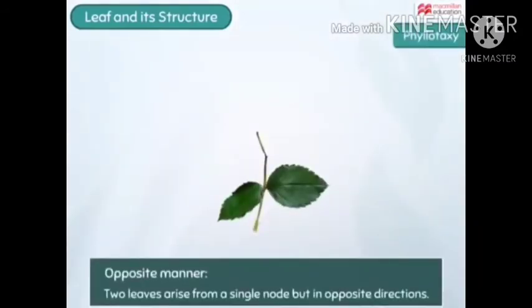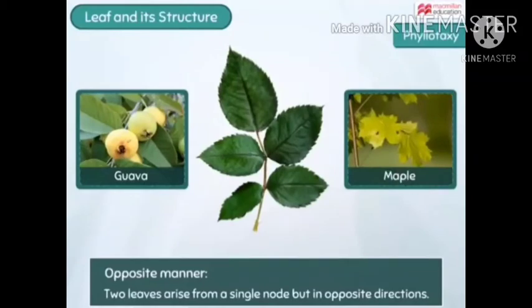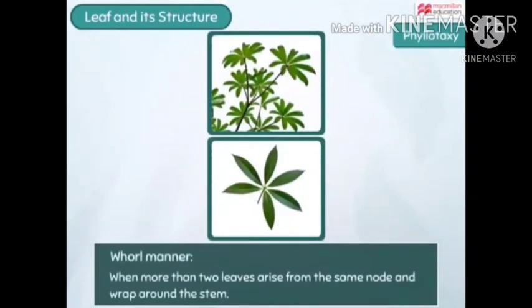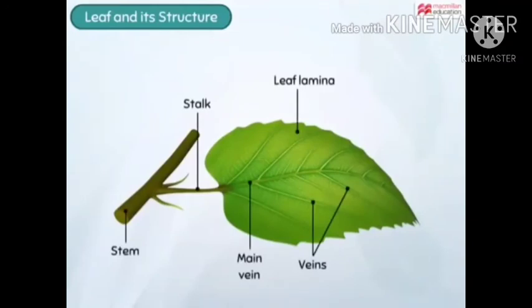When two leaves arise from a single node but in the opposite direction, they are said to be arranged in an opposite manner. Sometimes more than two leaves arise from the same node and wrap around the stem. The arrangement is called a whorl. Isn't it amazing to see how well planned the leaf structure is?